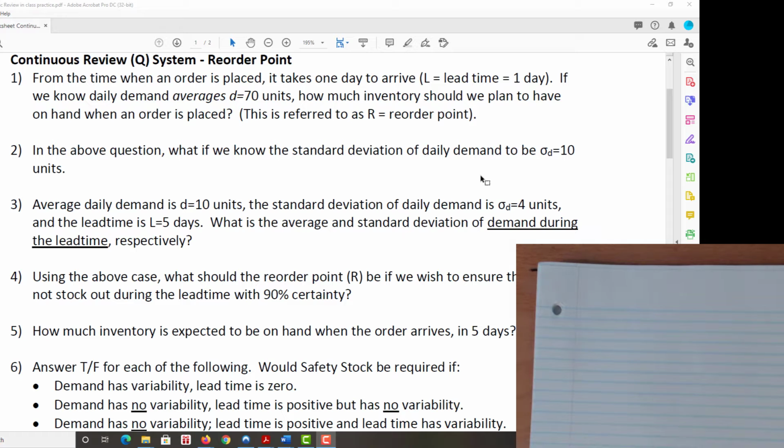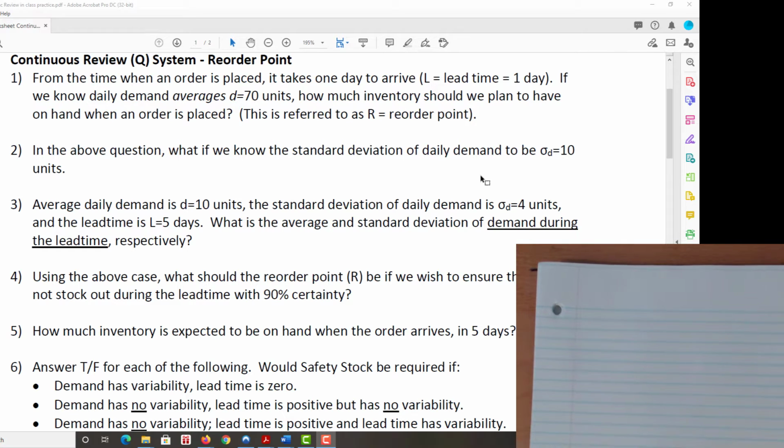Without knowing what the cycle service level is, we don't know how much safety stock. So the standard deviation of daily demand, or variability in demand, tells us we want to have safety stock, and then we need to know what the cycle service level is in order to determine how much that safety stock should be. Okay.